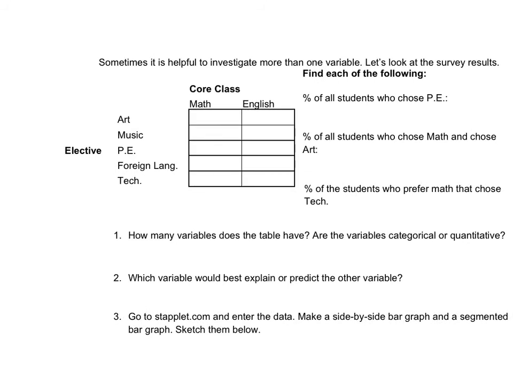Okay, so, excuse me. Sometimes it's helpful to investigate more than one variable, so let's look at the survey results. So I have the survey results over here, and you chose your favorite elective, and then I asked you what your favorite core class was. Was it math or English? Now, most of you said math a lot. And maybe that's because your math teacher was asking you which one was your favorite, and that might be a little bit of a bias there. I'm trying to get you to say math, but I wasn't.